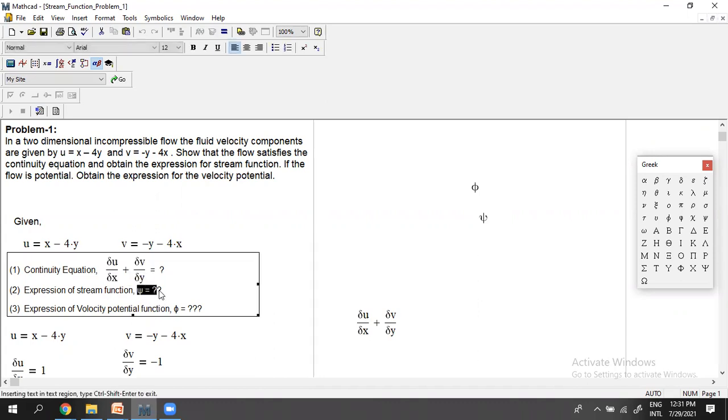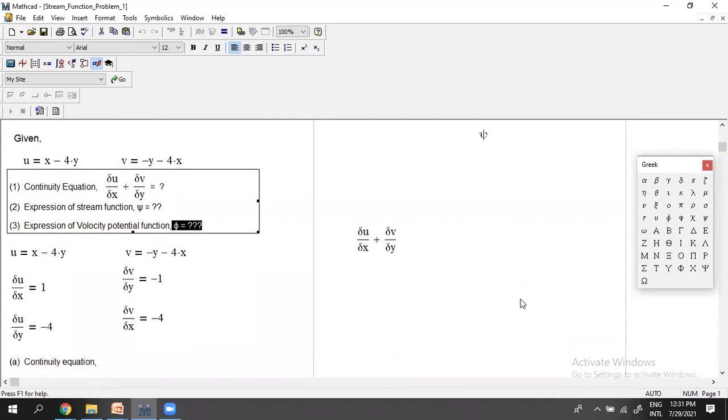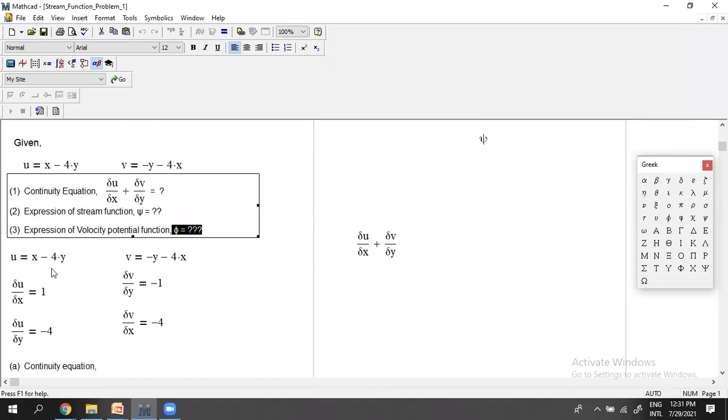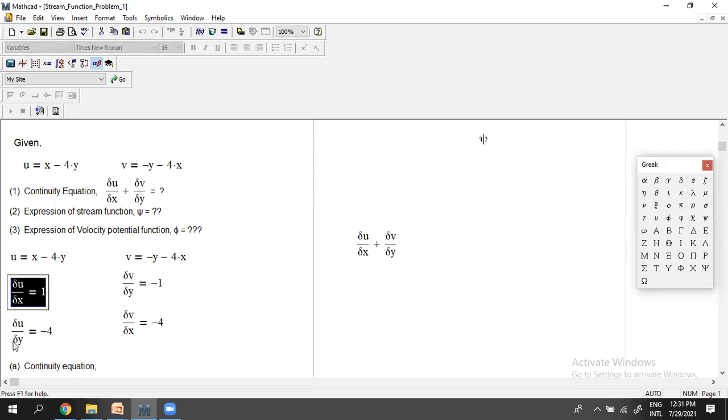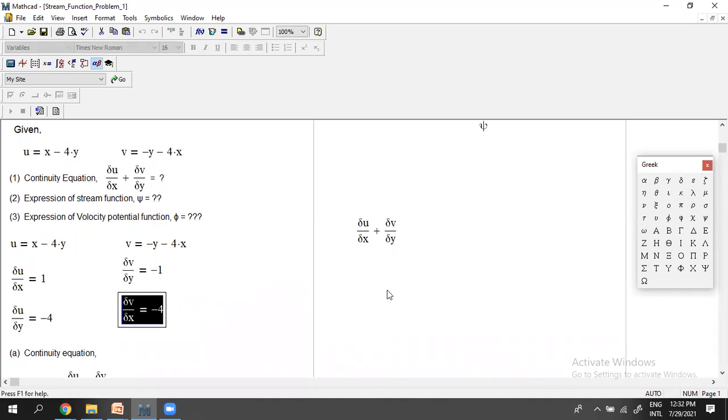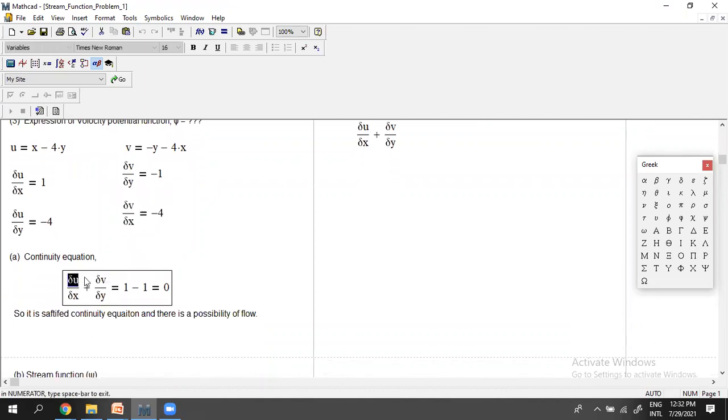Expression of the stream function psi equal to what? Potential function equal to what? Then you need to satisfy this equation. So you figure out del U by del X, then figure out del V by del Y. It's better to also figure out del U by del Y because you need it for the stream function and potential function, for psi and phi. So for both velocities, you take the derivative one time with respect to X and also with respect to Y. Then this is the continuity equation.